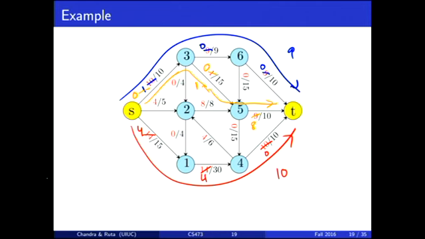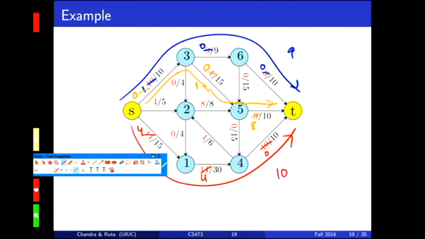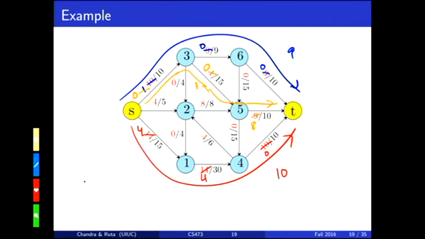We're not done, because there's still flow going on. Shall I go straight? Okay. How much can I do on that? 4, so this becomes 0, this becomes 4, this becomes 4.